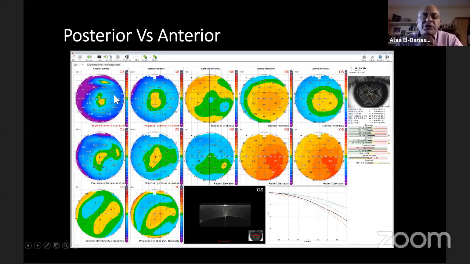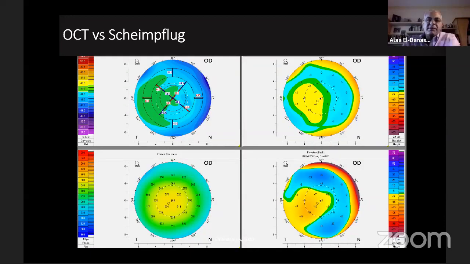Now, with the Scheimpflug imaging that we have been using for a very long time, and it did very well for the last decade, but now I think it's the time for OCT. The question is, does the Scheimpflug give the same posterior elevation data as the OCT? The answer is no. Look at this patient, for example. On the Scheimpflug, this patient has a definite high elevation, but on the OCT, the posterior elevation is normal. And this patient had LASIK more than 2 years ago with an excellent outcome.